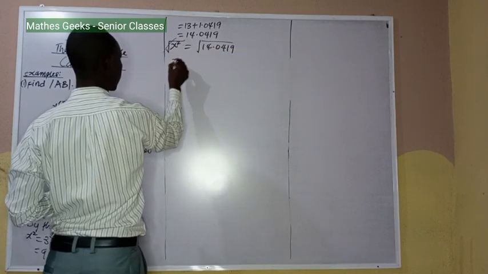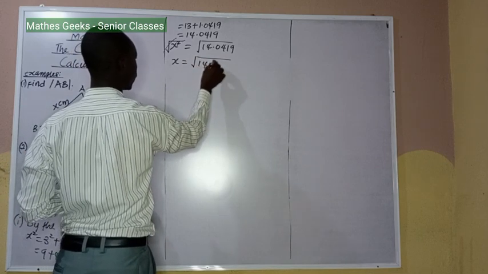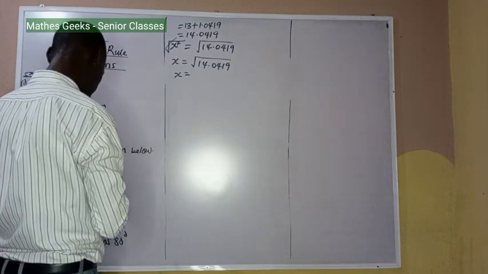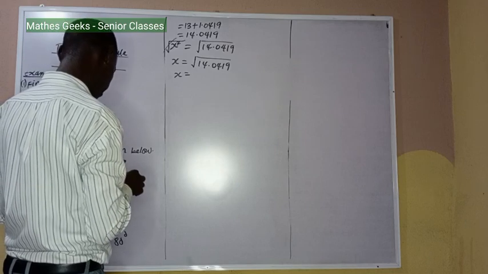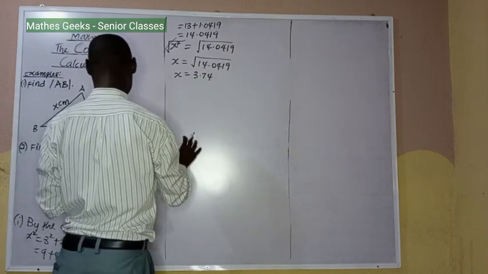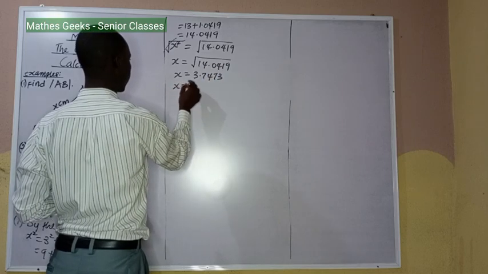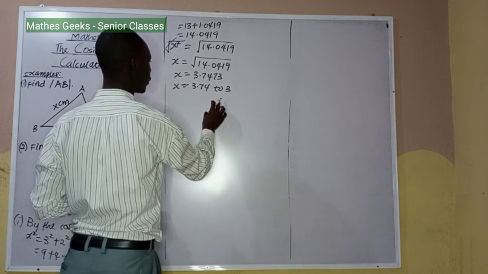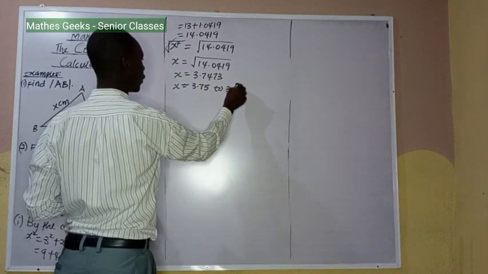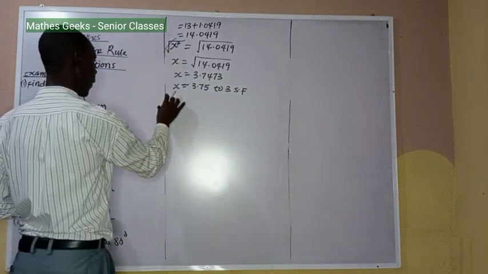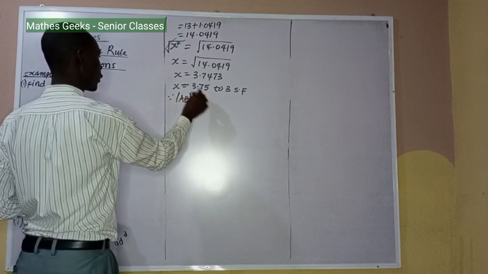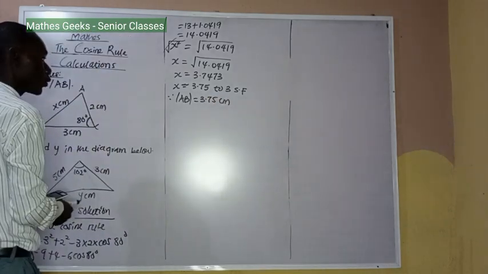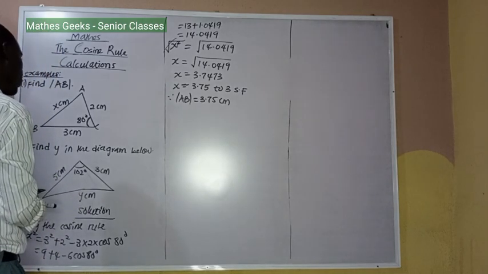So this will cancel this, x equals the square root of 14.0419, and x equals 3.7472, approximately 3.75 to 3 significant figures. Therefore line AB, which is equal to x, is equal to 3.75 centimeters. If you approximate to the nearest whole number, AB is 4 centimeters.